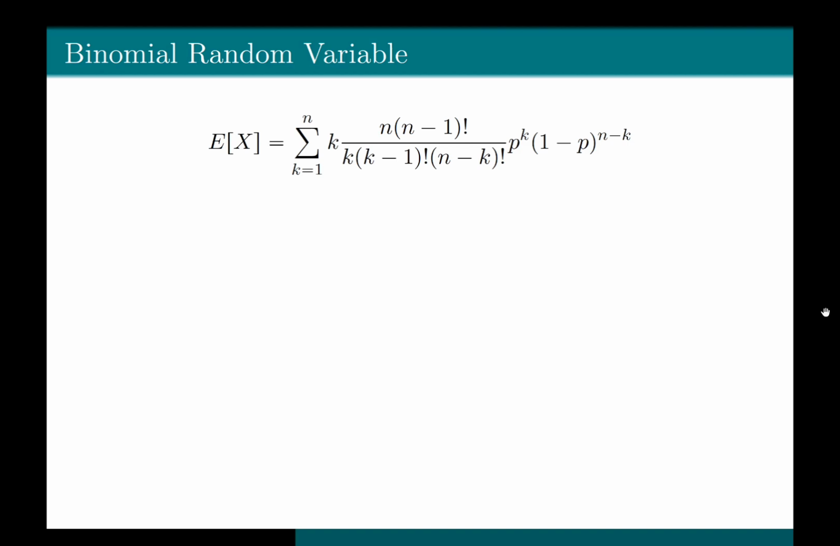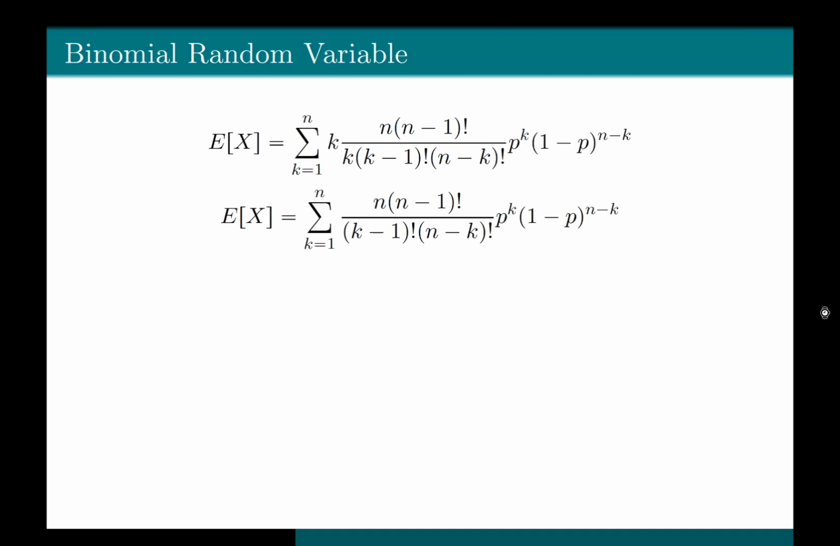Now, if you carefully notice, we have k in the numerator and k in the denominator, so we can cancel it out, and we will have expectation of X equals summation k going from 1 to n of n times (n minus 1) factorial divided by (k minus 1) factorial times (n minus k) factorial, p to the power k times (1 minus p) to the power n minus k.